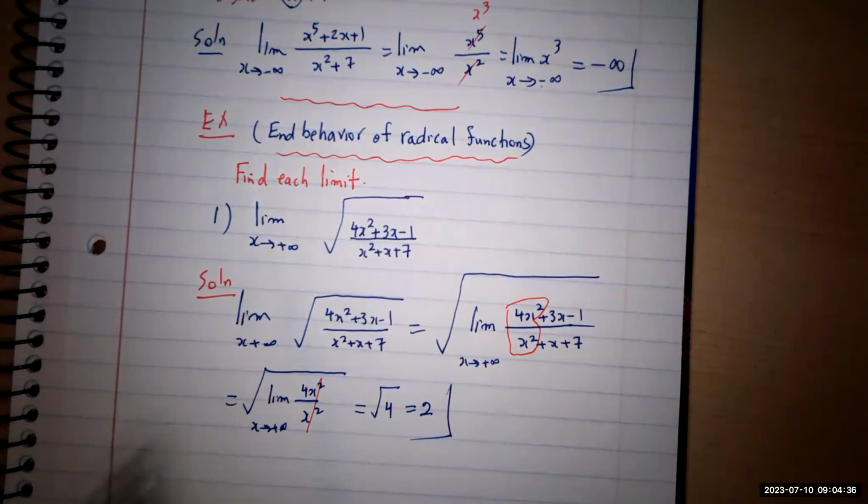So if you have a single radical, the limit of the radical expression, of course, is going to be, we take the limit inside. So that's case 1. Okay, the warm-up, if you like.